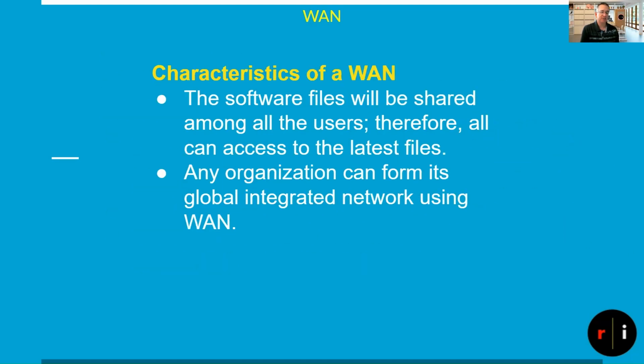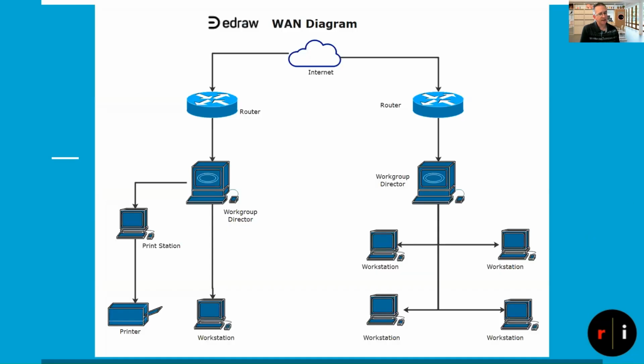What are the characteristics of a WAN? Software files can be shared among all the users. If all can access the latest files, that's great for collaborating. So WANs are used pretty universally in many organizations. This is a sample diagram of what a WAN might look like.